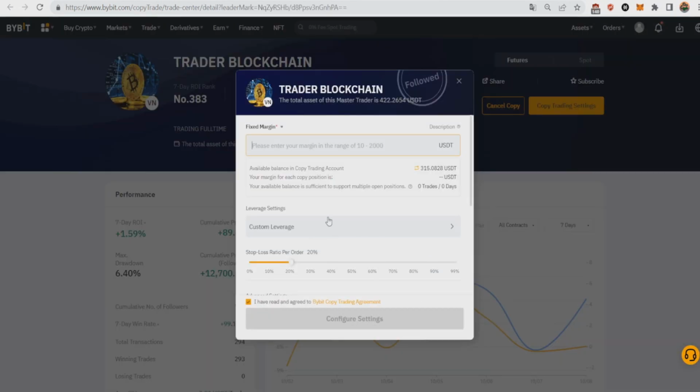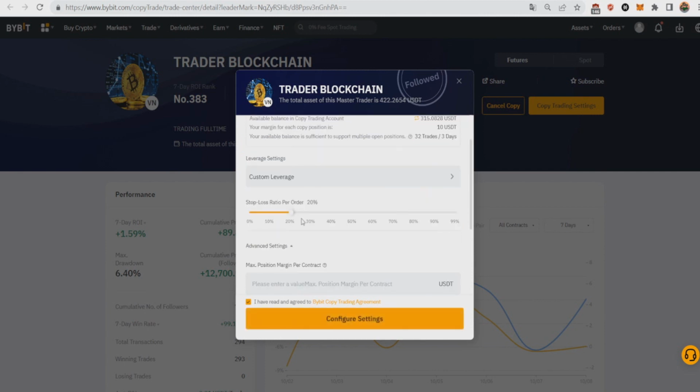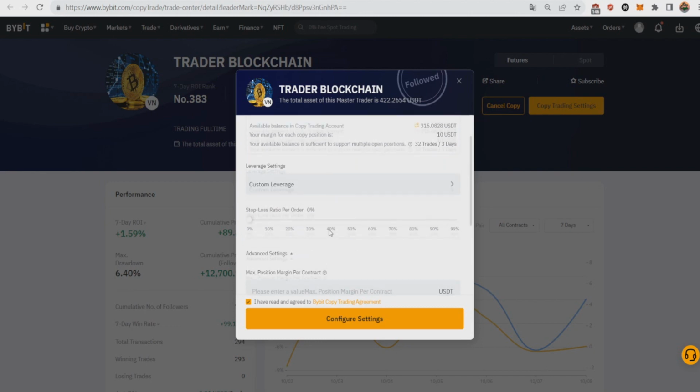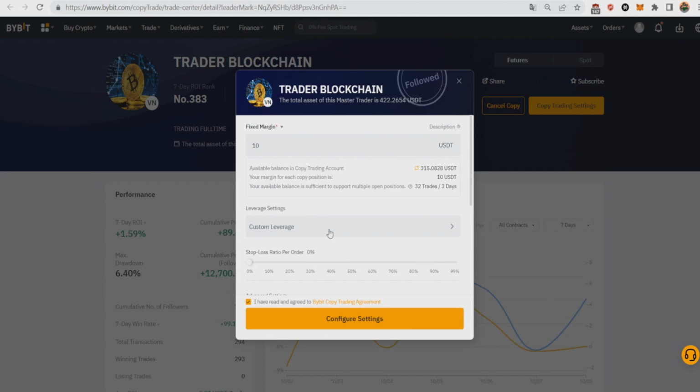So let's continue our copy trading. Let's say we have $300, 20 to 30 trades is a $15 to $10 trade. Let's just take 10 because we're a beginner. Then I wouldn't recommend a stop loss, so I'm just going to set 0 because the copy trader usually knows how to do it.